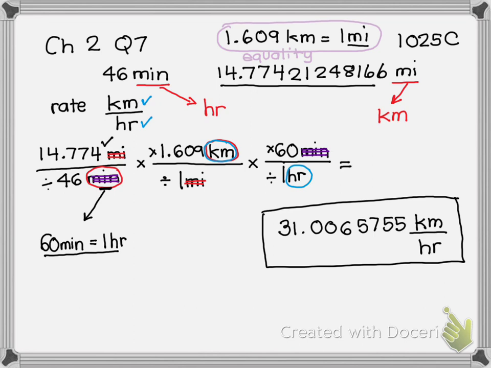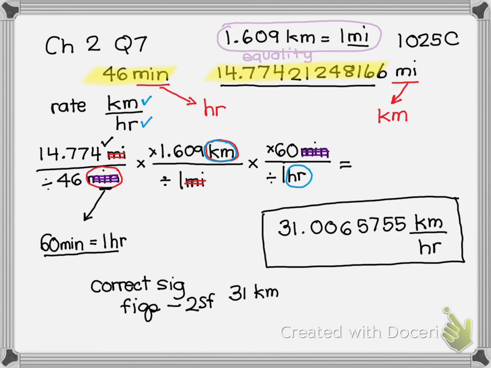If we were doing this in correct significant figures, what we do is we look at the numbers we started with, and I see that this number here has 1, 2, 3, 4, 5, 6, 7, 8, 9, 10, 11, 12, 13 significant figures, and the 46 minutes has 2. So if I were to enter this in the correct sig figs, then the answer would be 2, because you would go with what has the smallest. So I would say 31 kilometers per hour.